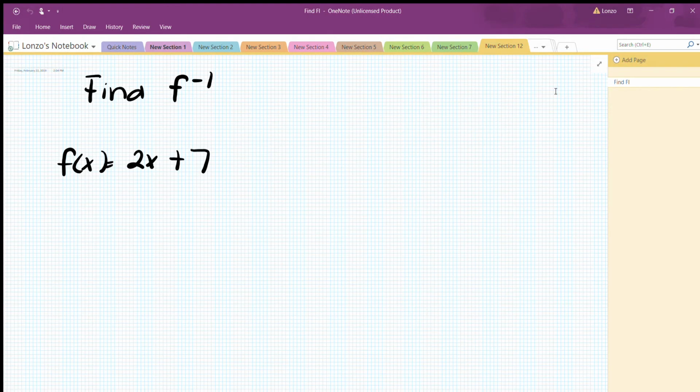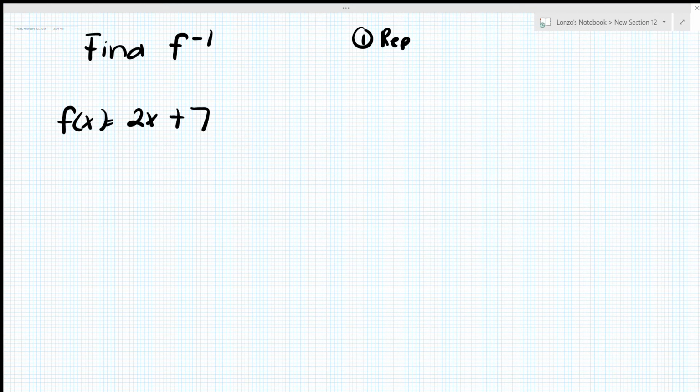Okay. Now let's deal with inverses. So let's actually do an inverse problem. The problem says we're given f of x equals 2x plus 7. We have to find the f inverse. So remember, the first step is replace f of x with y. Over here we have an f of x, so we're going to replace that with y. So it's y equals 2x plus 7.